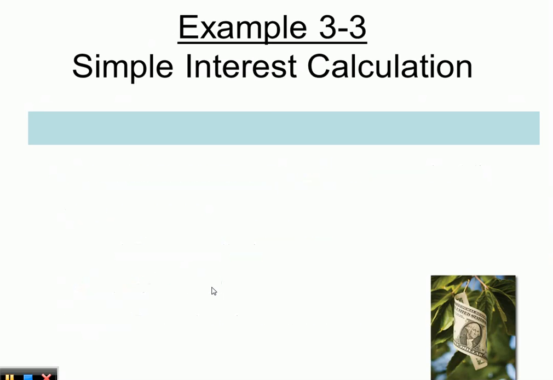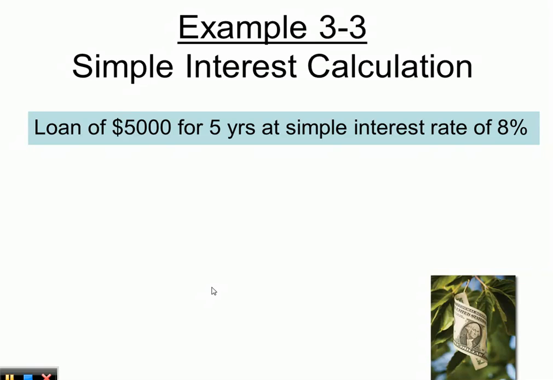So here's an example of a simple interest rate calculation. A loan of $5,000 for 5 years at a simple interest rate of 8%. So what we want to do is find the future amount at 5 years using the simple interest. Again, simple interest is not going to be found very often. So for most of the problems, you can easily assume that it's not going to be simple interest.